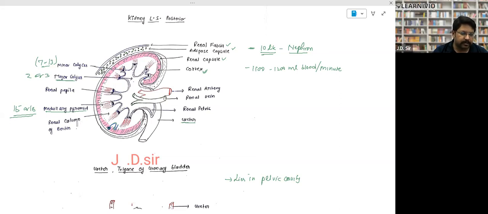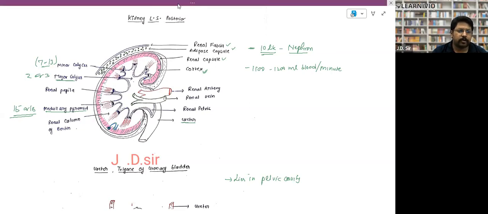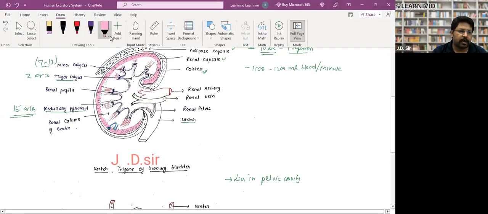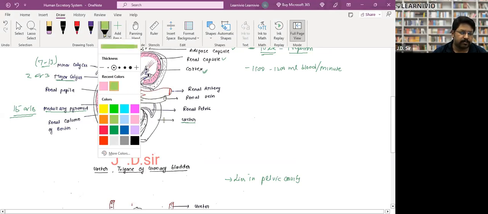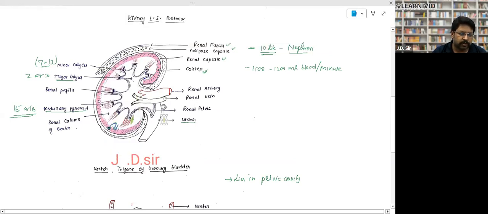right? That is the renal column part. So the inner side part is the renal column part. So half of the nephron is found in the cortex part and half in the renal column part. So this part is called the renal column part. This part, you can see this part.